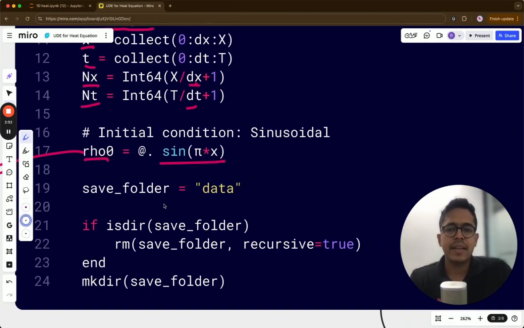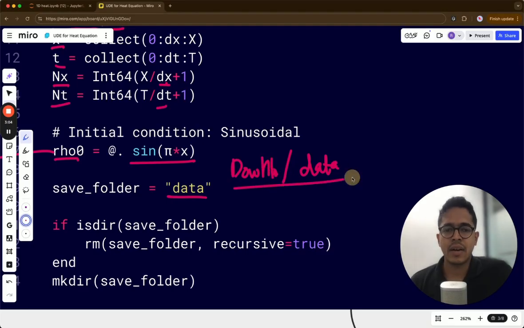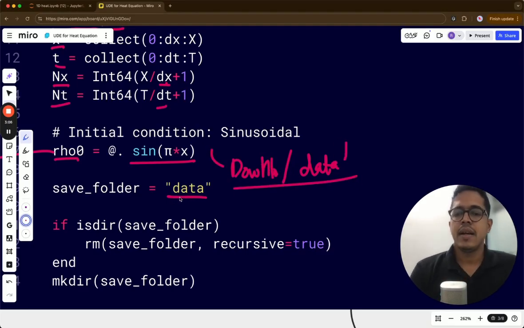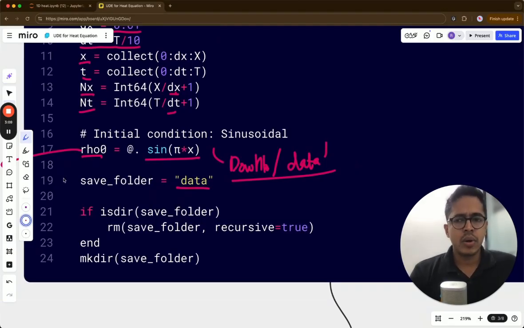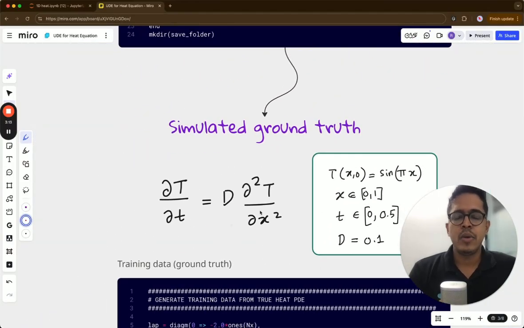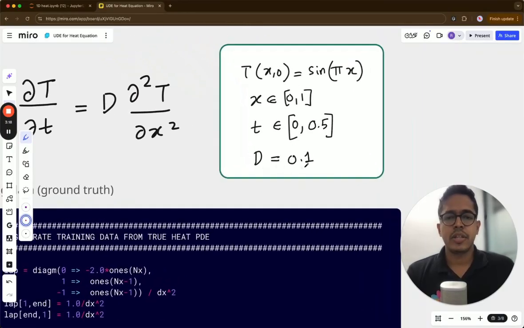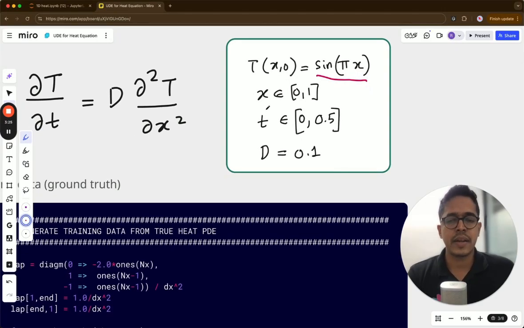I'm also saving the data in a local folder called data. Whatever my environment is, I'll have a folder within that. So if my folder is downloads, it will be downloads/data. That is what this data means. I'm just storing it. You can ignore these lines if you don't want to store the data. Then my simulated ground truth would look like this, right? So I have the domain with diffusion coefficient 0.1, time from 0 to 0.5, and x from 0 to 1, and the initial condition being sine pi x, T of x comma 0.